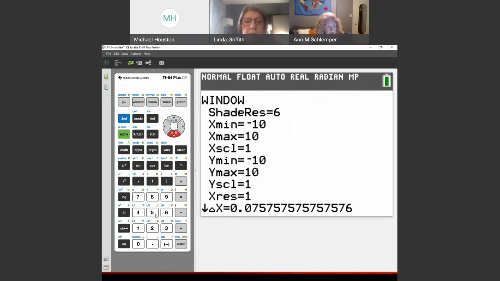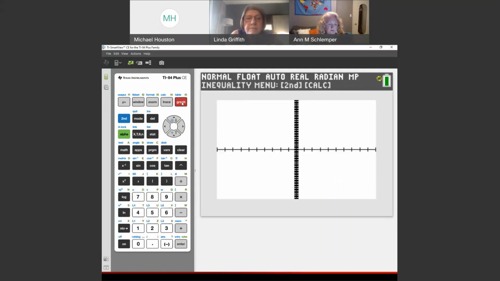I know what it fits. So I'm going to try -60 and 60, and I'm going to leave the x's the same. You could change them if you wanted to. And now we see all the important features of the graph.